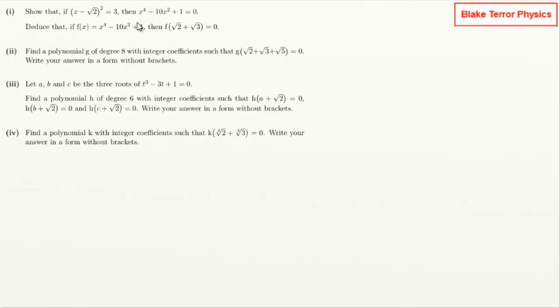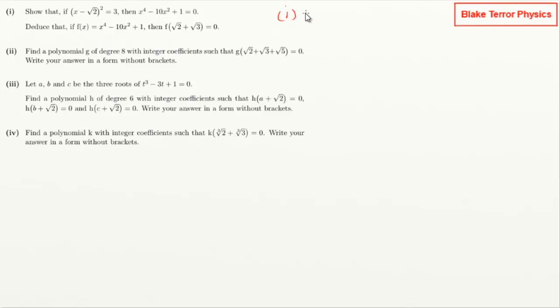Hello, this is question 4 from the 2023 STEP 2 paper. We've got to show that if that equals 3, then that equals 0, and then deduce some stuff off the back of it. So we've got a self-contained bit of algebra at the beginning. We've got some quadratic equal to 3, and then a quartic equal to 0. So there's going to be lots of squaring involved here.